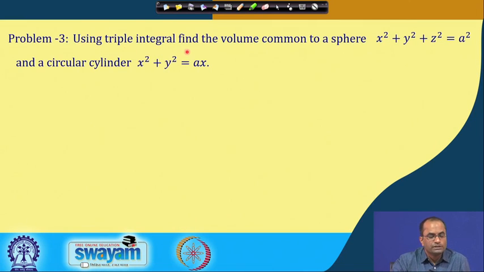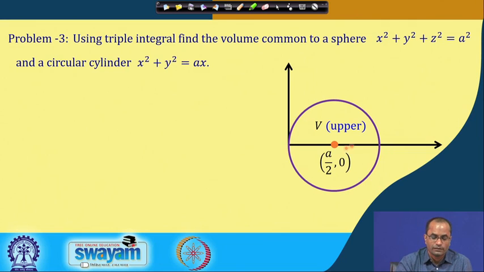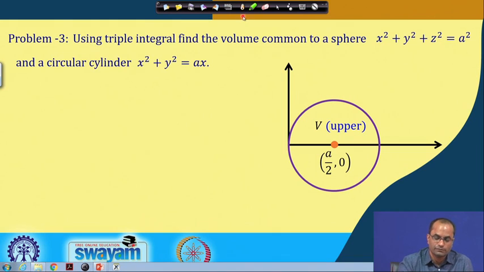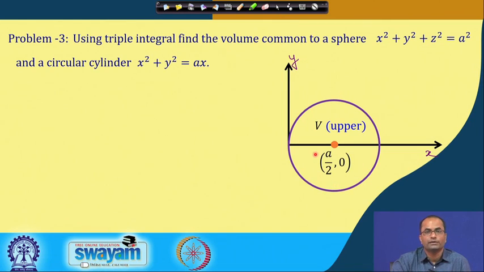The last problem. So, using this triple integral we want to find the volume which is common to this sphere. We have this sphere x square plus y square plus z square is equal to a square, and this circular cylinder which is given by x square plus y square is equal to a square. So, this is again the circle which we have discussed a couple of times before. This is a shifted circle where radius is a by 2 and the center is a by 2 and 0, like shown here in this figure. So, the cylinder here whose projection on the x y plane is given by this circle, and the center here is a by 2 and 0.